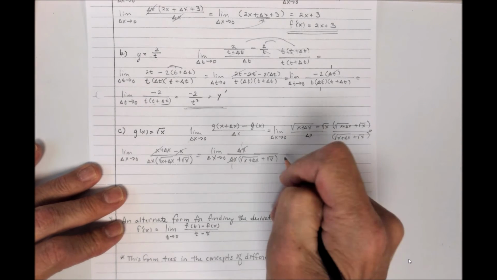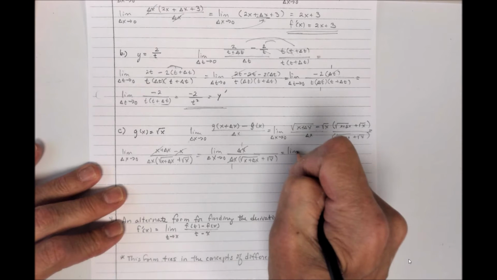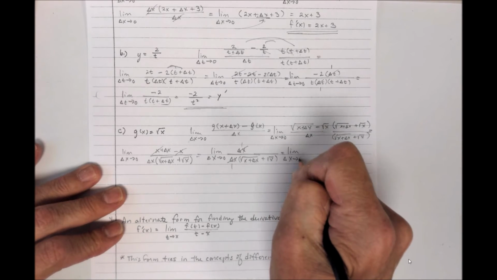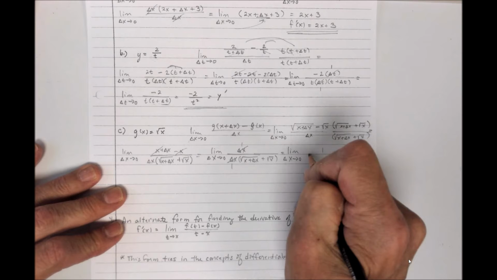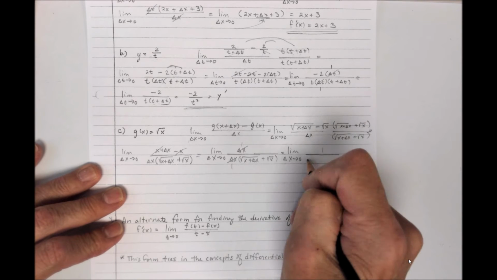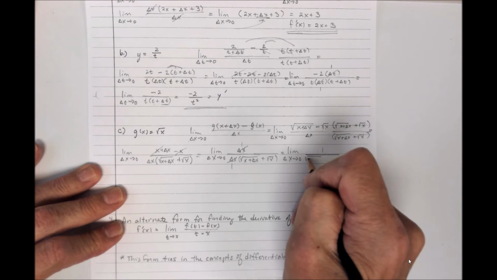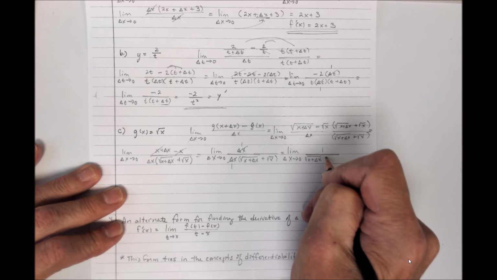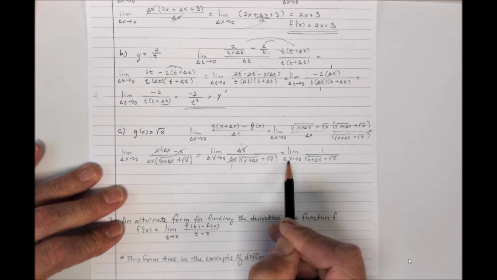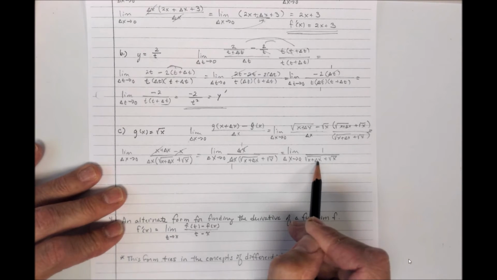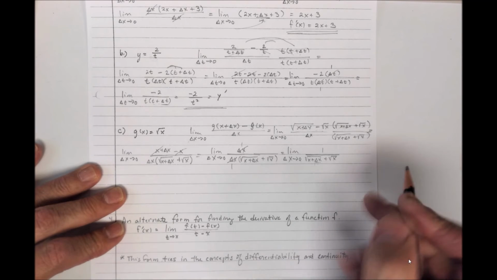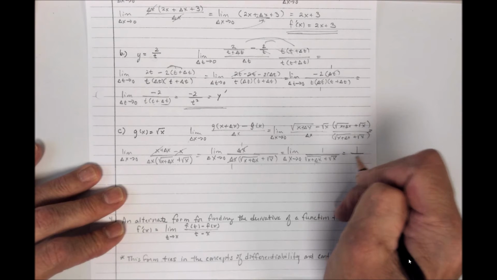Cancel out as a factor of 1. I get the limit as delta x goes to 0 of 1 all over the square root of x plus delta x plus the square root of x. Well, as delta x goes to 0, this is going to go to 0. X plus 0 is x. This is going to be the square root of x plus the square root of x. This is going to be 1 over 2 square roots of x.